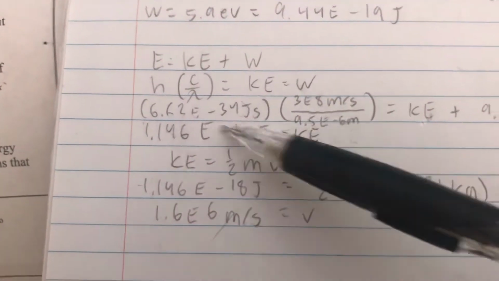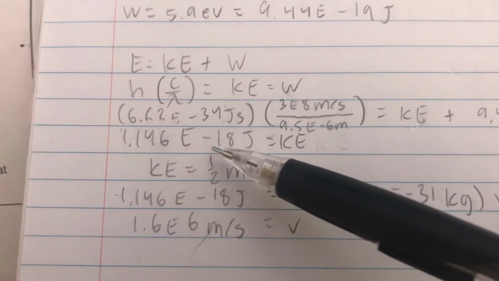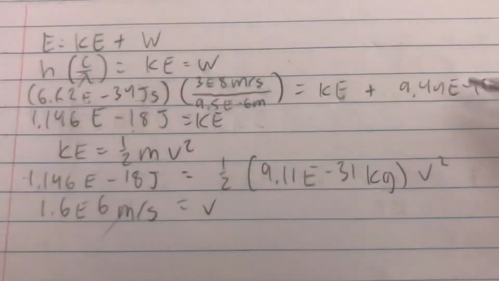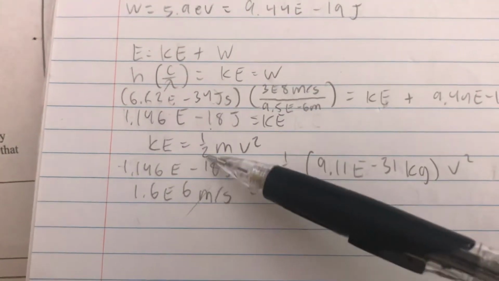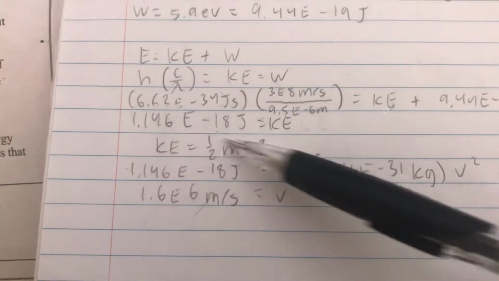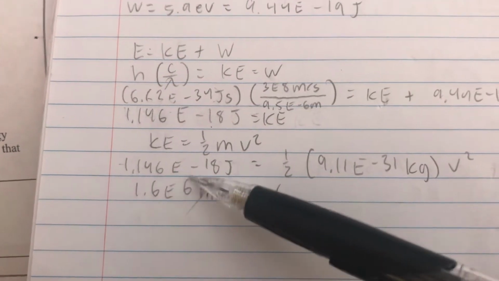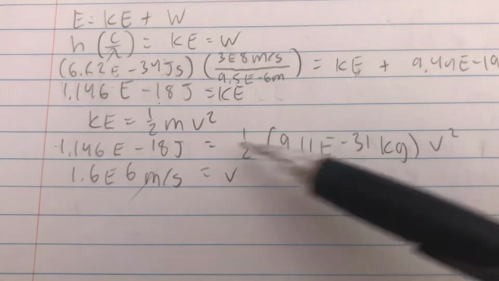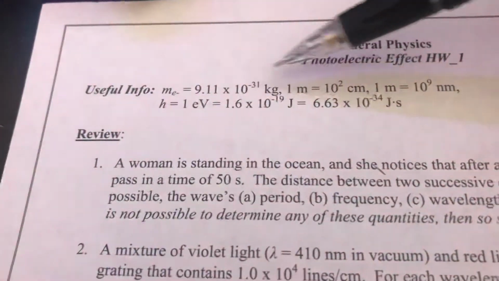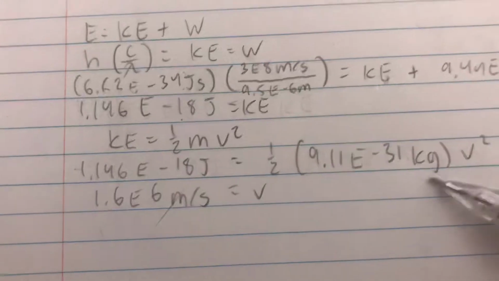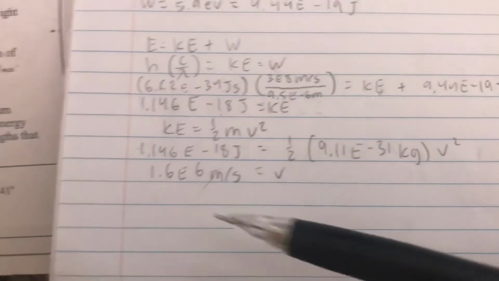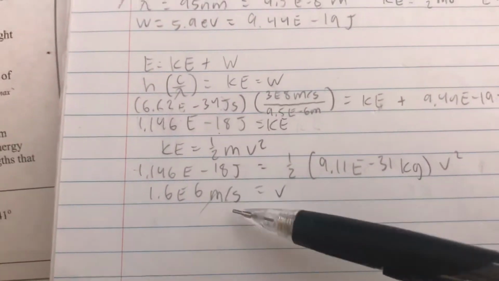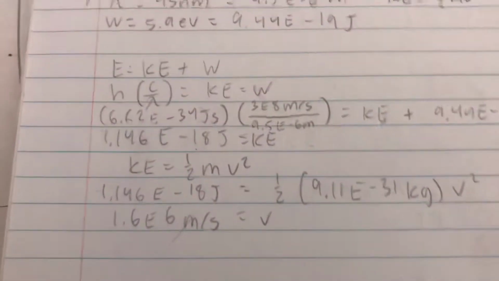This ends up to be 1.146 e negative 18 joules. It equals KE, and you replace KE with 1/2 mv squared, so 1.146 e negative 18 joules equals 1/2 mv squared. Replace m with the mass given at the top, divide by 1/2 and the mass, square root it, and you get 1.6 e 6 meters per second as the maximum velocity.